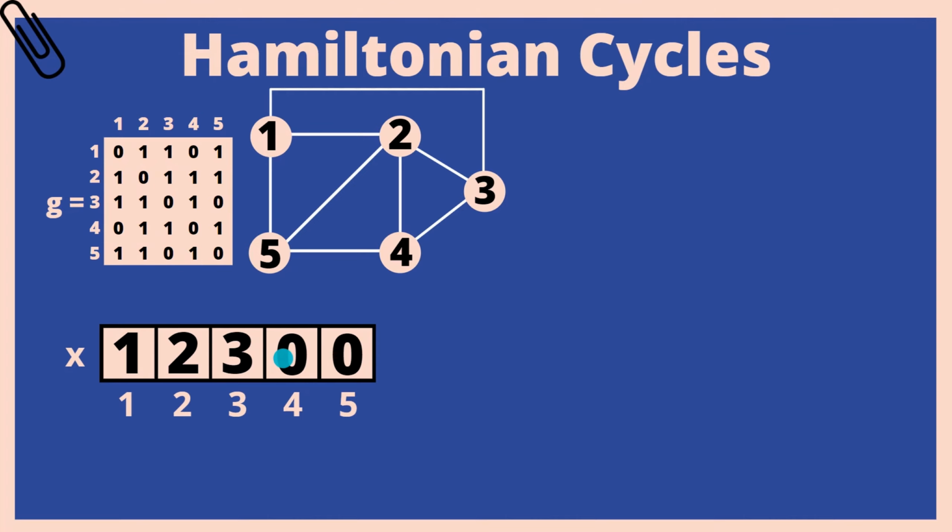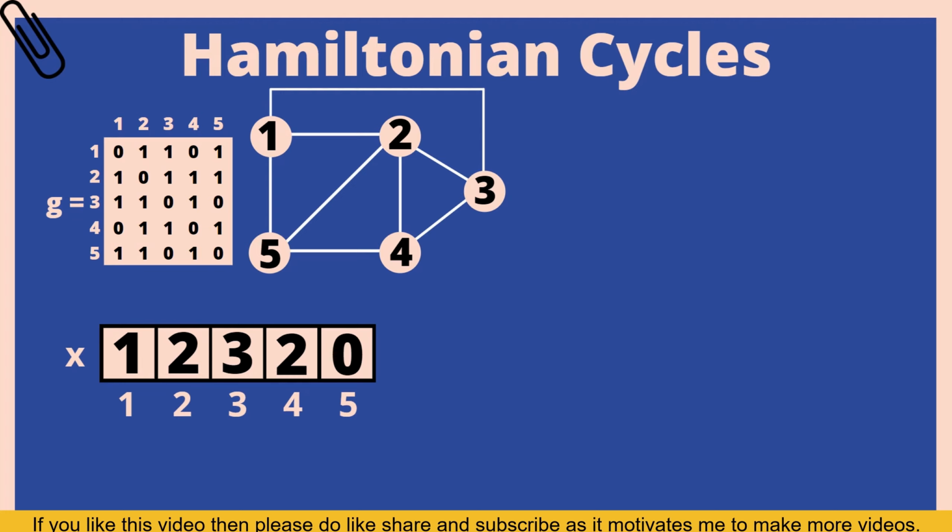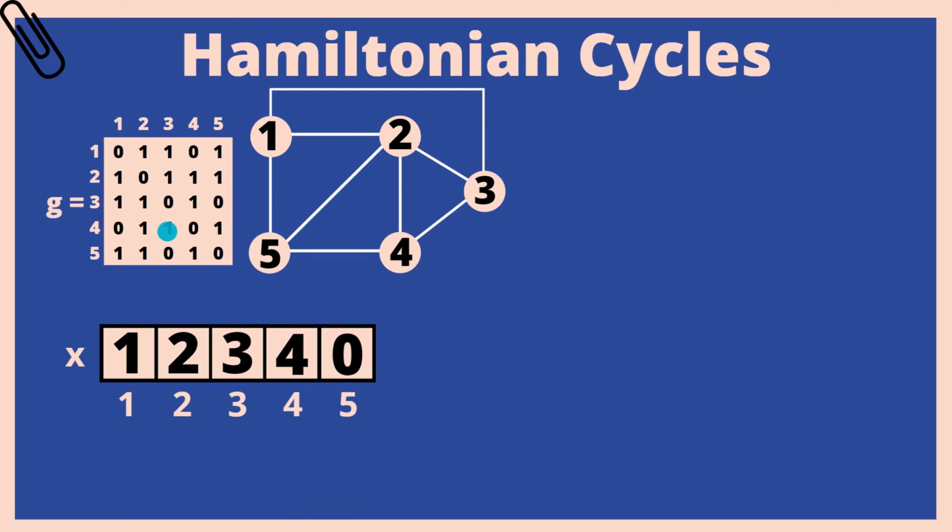Now move further to the fourth index. We can't put 2, we can't put 3, so we can put 4. Is there an edge between 3 and 4? Yes, there is an edge. At the fifth index, we can put 5, as there is an edge between 4 and 5, and also between 5 and 1. So this is going to be our first Hamiltonian cycle: 1, 2, 3, 4, 5 and again 1. Yes, this is one. So we will now print this array.